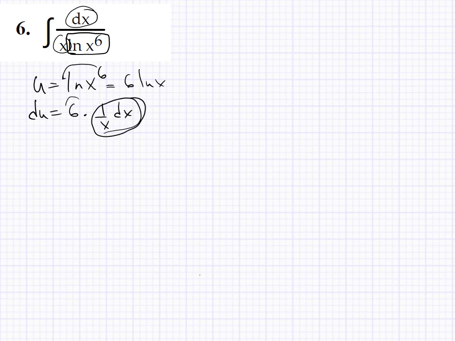So I have everything here except for this 6. Similar to the last problem, I'll divide by the 6. So what do I end up with here? Dx over x is du over 6. So the over 6 I'll put out here.